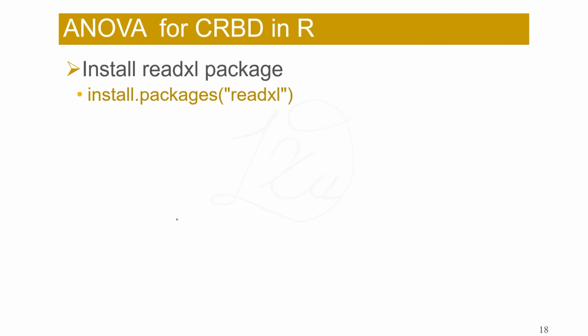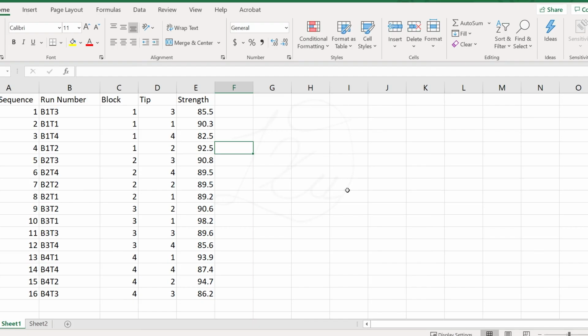Now I'll show you how to perform the ANOVA analysis for the completely randomized block design in R. Using the example we have discussed before, assume we have recorded the result in Excel. The first column is the test sequence. It has been randomized within each block. The second column is the run number. This is how I label the sample so I know what to do with that sample. B1T3 means the material is block 1 type of material and I tested use tip 3. And the strength result is recorded in the last column.